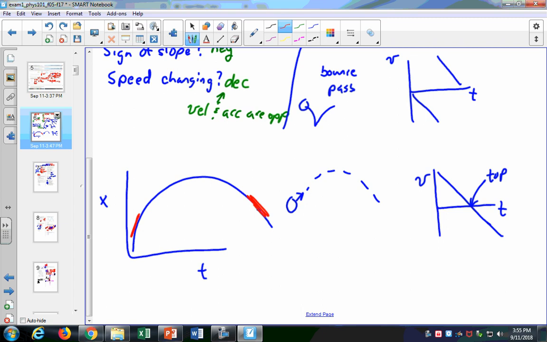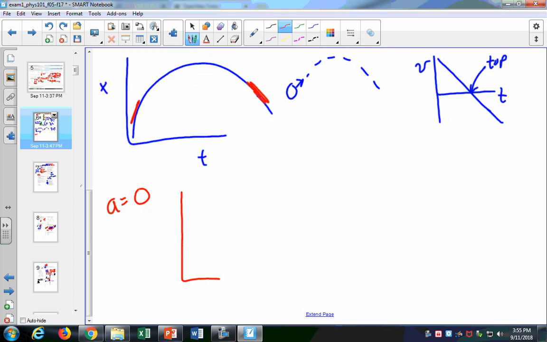So what about zero acceleration? If I have an object with zero acceleration, good question, it would look like this. So if a is equal to 0, the position versus time graph could look like that. It would just have a straight line. That straight line could be any direction. It could look like this. It could look like this. It's just going to be a straight line so that the velocity is not changing.